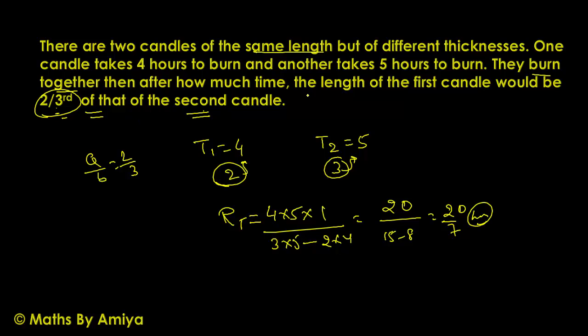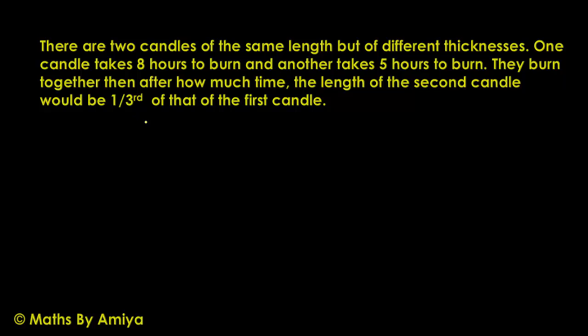This is the required time in which the first candle would be 2/3 of the second candle. I hope this one is clear. That is T1 is 4, T2 is 5, and 2/3 of the second candle. So the denominator goes with the second candle, the numerator goes with the first candle. Now for better understanding, let's practice a few more questions.